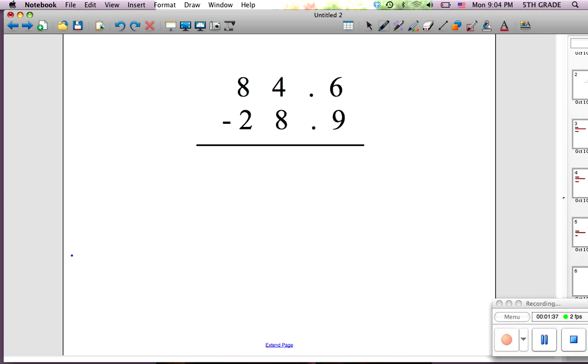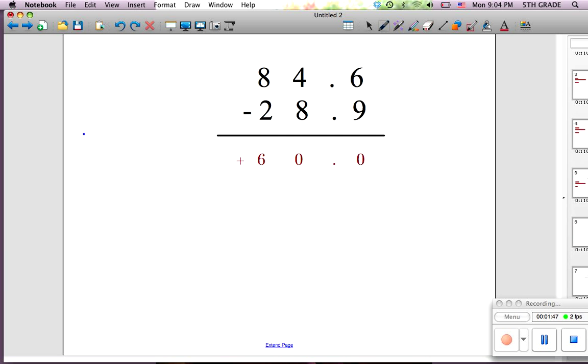Let's try another problem, this one with a decimal. Our first step is going to be subtracting the tens place. 80 minus 20 is 60. Because the digit on the top is larger than the digit on the bottom, we put an addition sign.